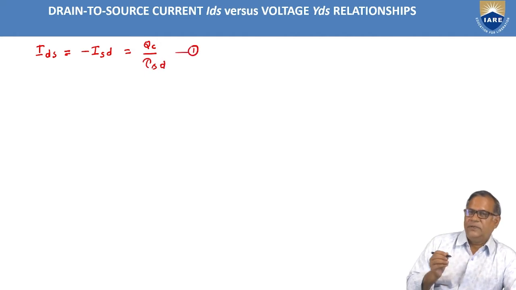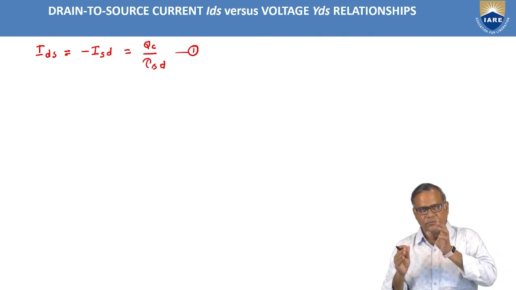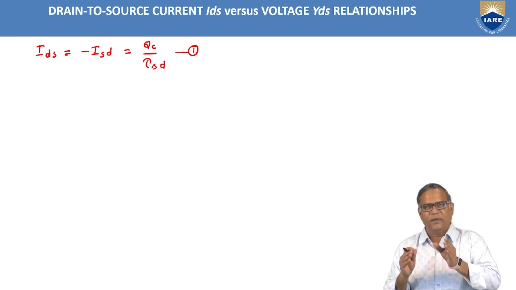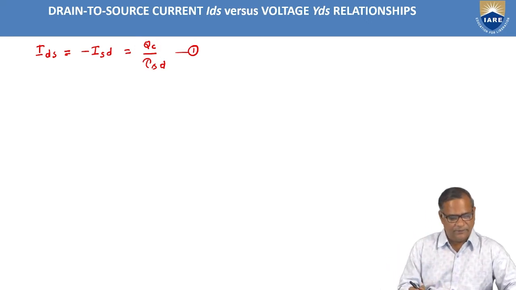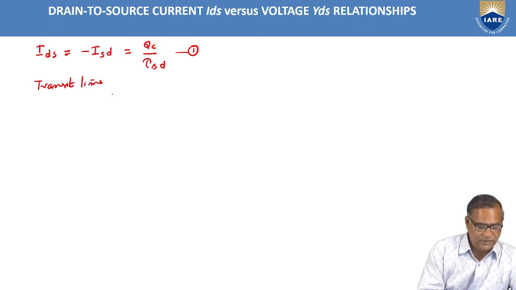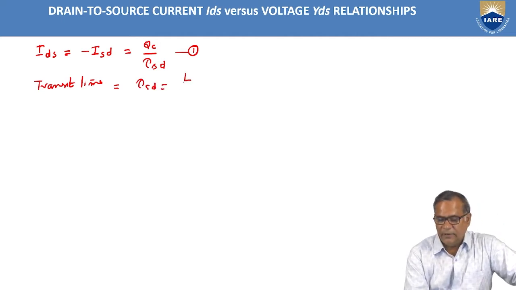Now what is the transit time? Transit time is the time taken by the charge carriers to travel from source to the drain. So transit time, tau SD, is equal to L by V.